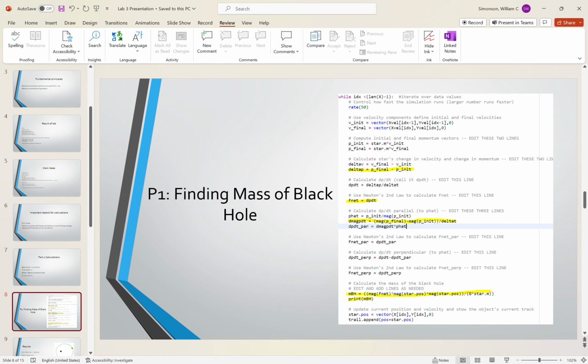For the first part, to find the mass of the black hole, we calculated the change in momentum over change in time, and then set that equal to F net as I explained earlier. Using this, we calculated the change in momentum parallel to the velocity, and then the change in momentum perpendicular to the velocity. Then to find the mass of the black hole, we plug these in along with information provided to us initially, such as the mass.